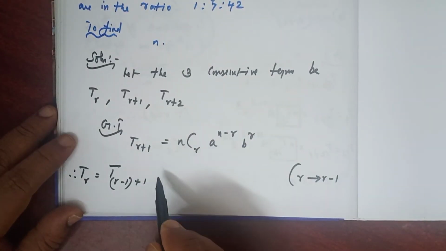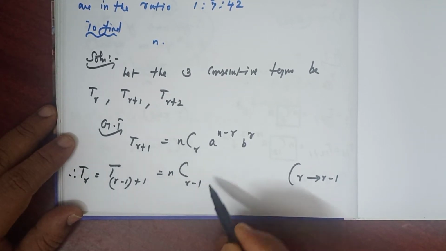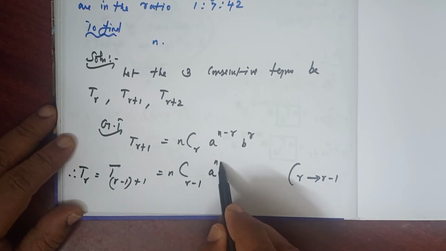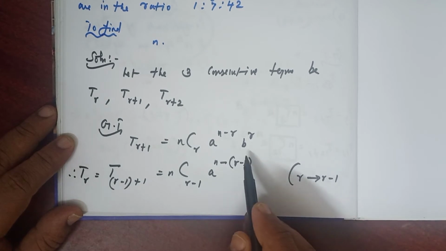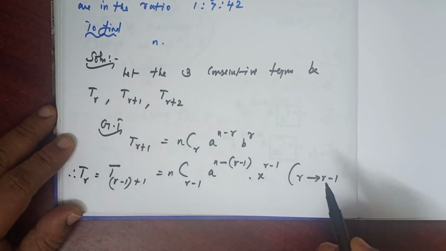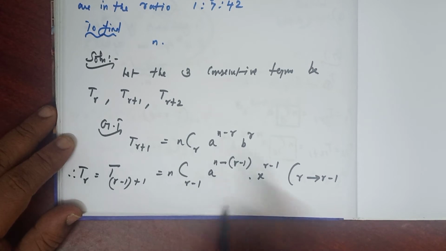Okay. Now n is n only, r is replaced by r-1, a is a only, n-r becomes n-(r-1), into b^r, where b is x, and the power r becomes r-1. Anyway, we are going to consider the coefficient only. What's the coefficient here? nC(r-1).